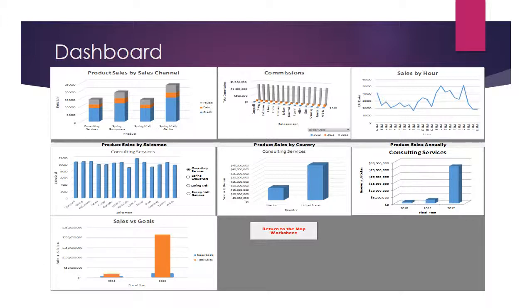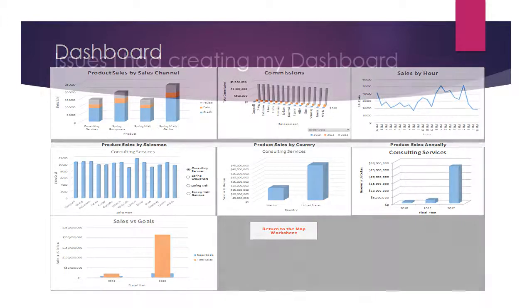Down at the bottom I have sales versus sales goals. This was probably one of the more difficult ones to make, because first we had to determine our sales goals based on the previous year's sales and then generate the chart off of that. Last on my dashboard I have a macro to return to the map worksheet so that you can go from there and determine the individual analysis chart that you want to go look at.